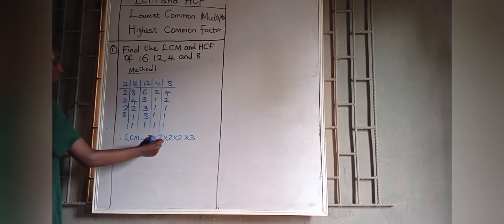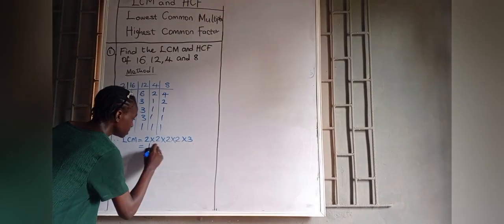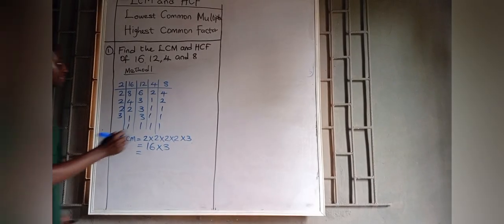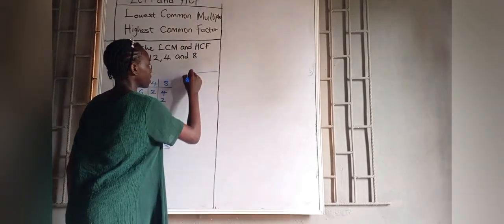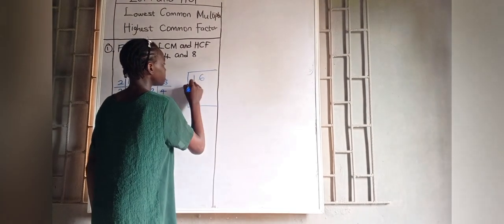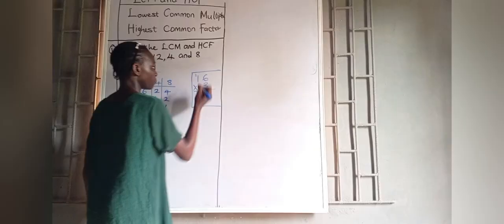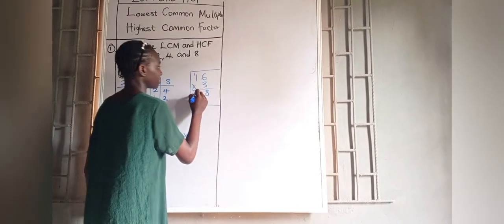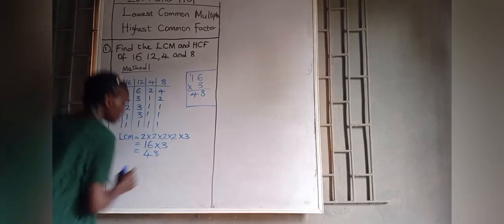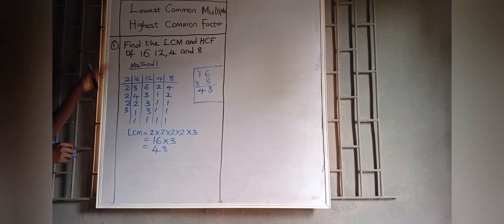So 2 times 2, 4. 4 times 2, 8. 8 times 2, 16. 16 times 3. I'll work it in my small rough corner here that I've carved out. So 16 times 3. 3 times 6, 18. Drop 1. 3 times 1, 3 plus 1, that is 4. So our answer is 48. So very quickly, I'll move to the HCF using this tabular method.